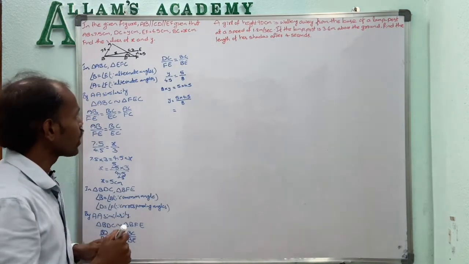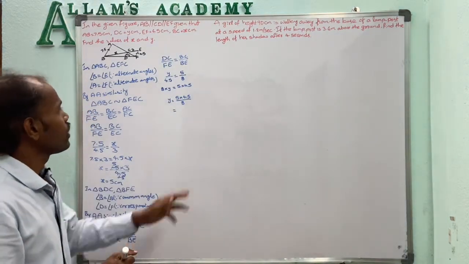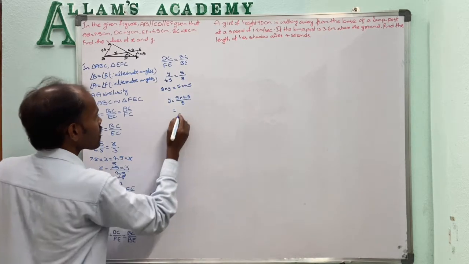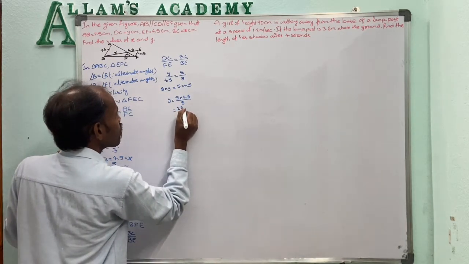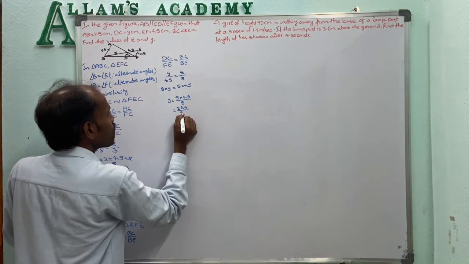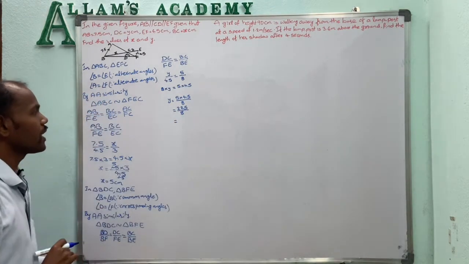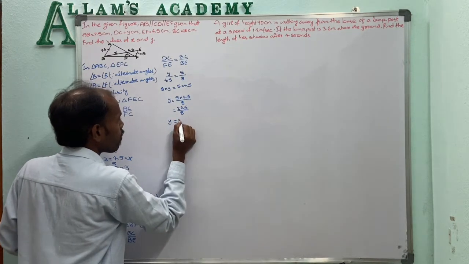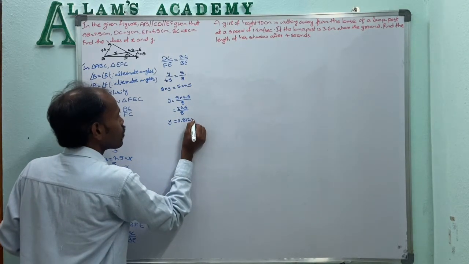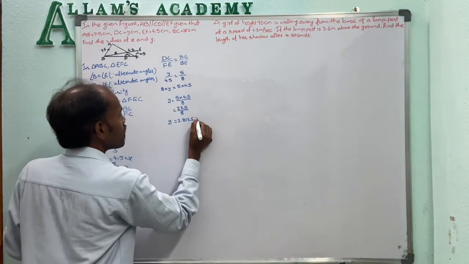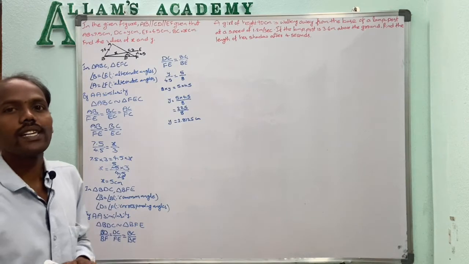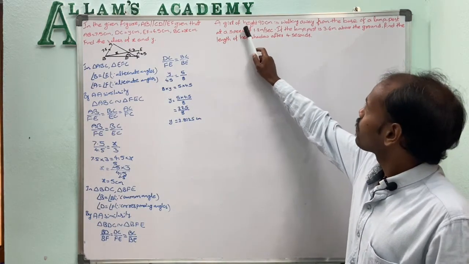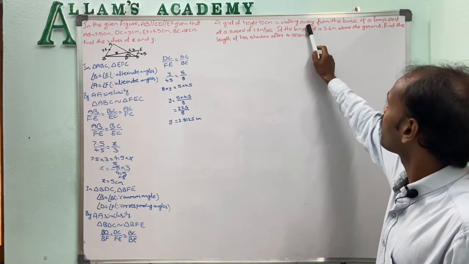Cancelling, 5 into 4.5 is 22.5, so y is 22.5 by 8, which is 2.8125. So the y value is 2.8125 centimeters.